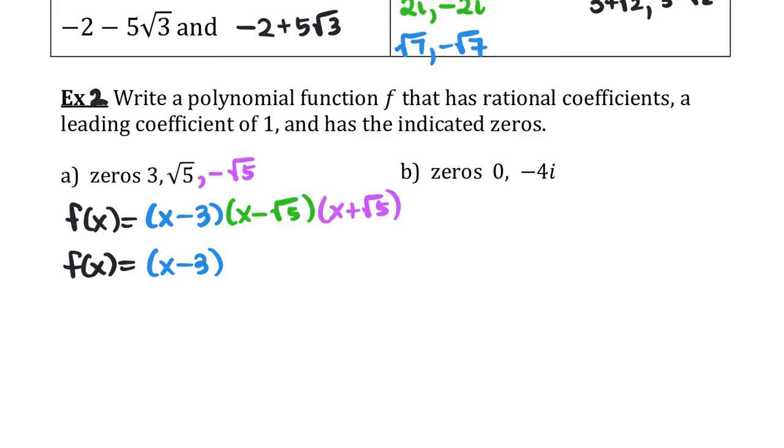If I distribute this and this, I get x squared plus root 5x, and then I'm going to get minus root 5x, and then minus root 5 times root 5 is root 25. These cancel. So I end up with x squared minus the square root of 25, which is just 5. So the nice thing about conjugates is when you multiply them, they come out nicely. It's a difference of squares.